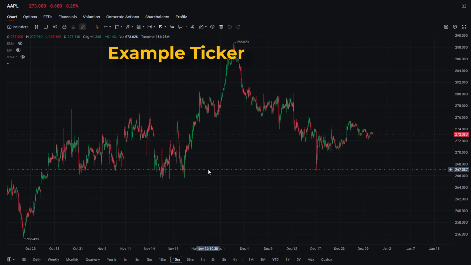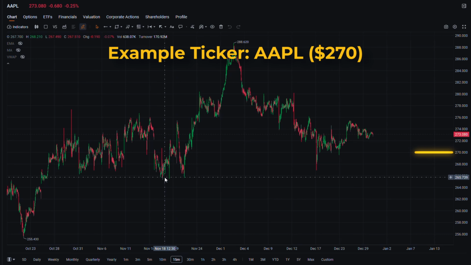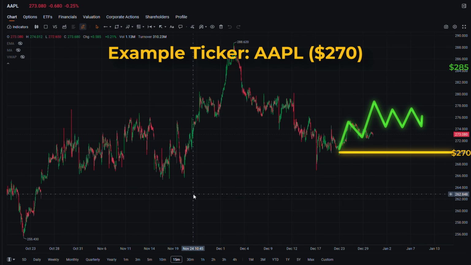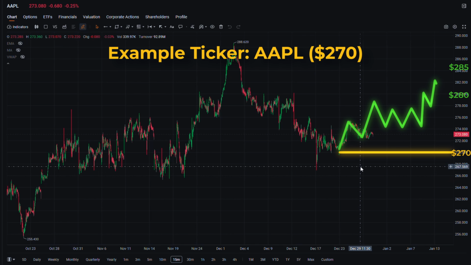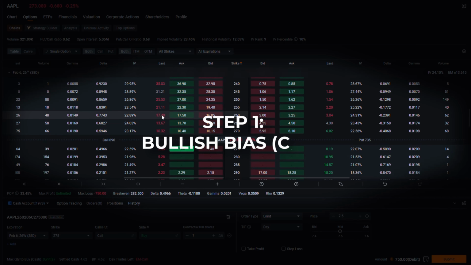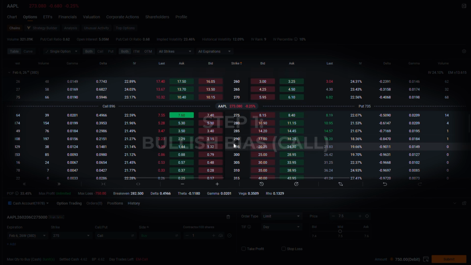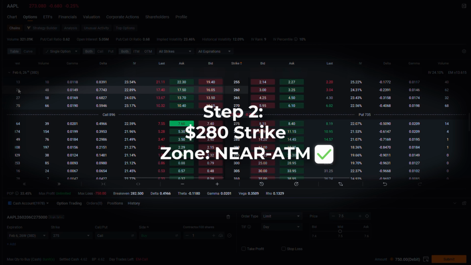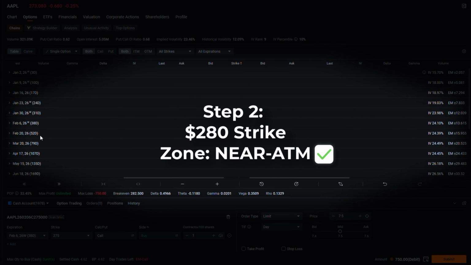Let's walk through a real trade. Apple is currently right around $270. You think the momentum heading into January will be strong and you expect it to hit 280 to 285 in about 3 weeks. Step 1, call or put. You're bullish, so you're buying a call. Step 2, which strike? We'll look at the $280 strike. That's about $10 above the current price, right in that 5 to 10% Goldilocks zone.